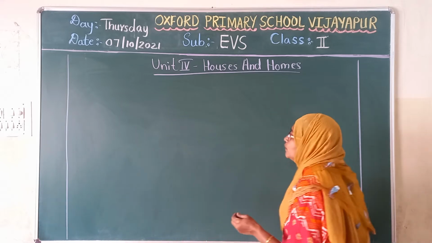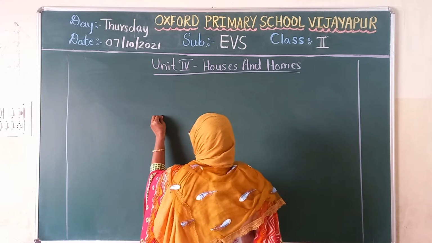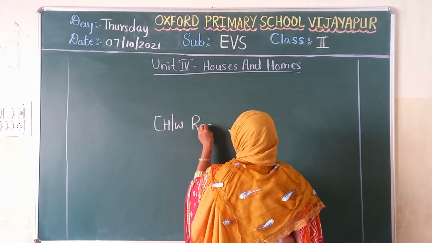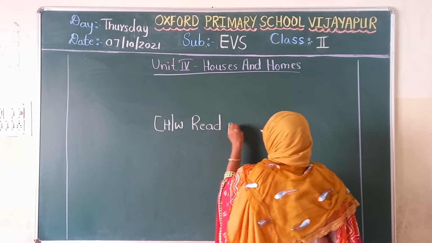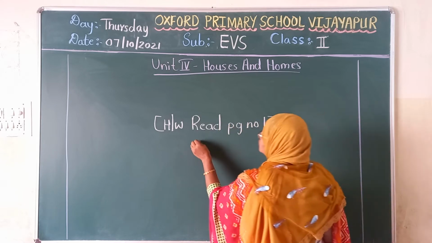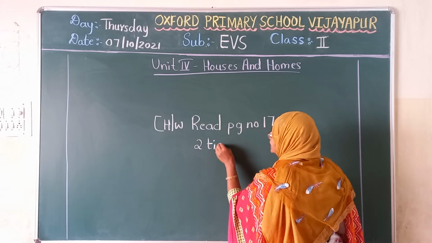So children, before you open your textbook, note down your homework. Your homework is read page number 179. Two times you have to read it.